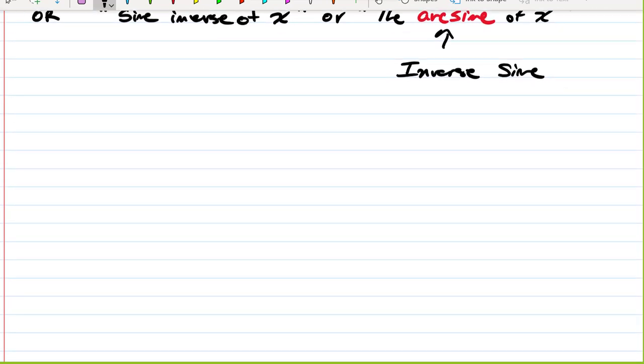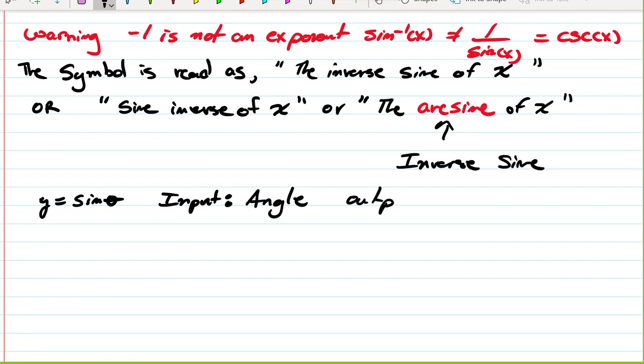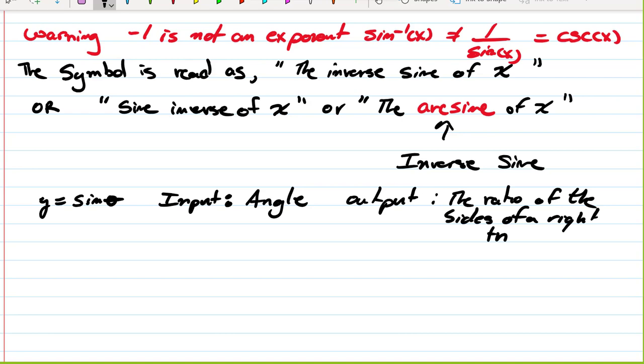All right, so before we do the next example, let's remind ourselves of something. When we have the sine function, so if I have y equals sine theta, my input is an angle, and my output is the ratio of the sides of a right triangle.